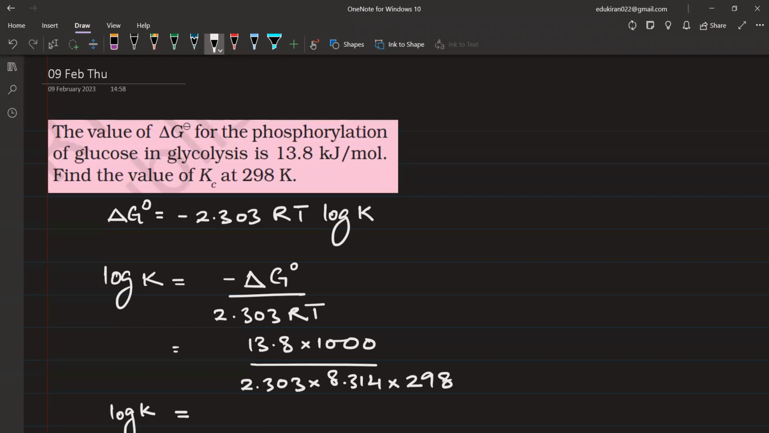Sir? Yes, tell me. The numerator will be in minus, right? Minus रहेगा. Yeah, correct.